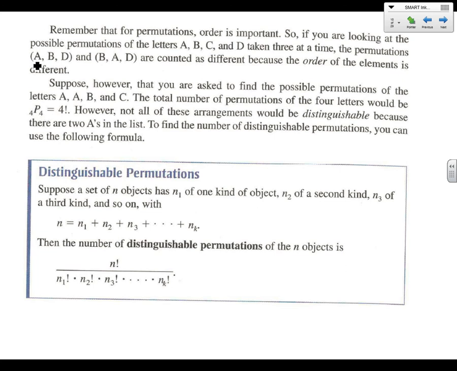But A, B, D using this A is no different than A, B, D using this A. I'm sorry, A, B, C. They changed the letters on me, right? A, B, C versus this A, B, C are not different. They're not distinguishable, okay? So if we have a situation where we need to figure out the distinguishable permutations, we're going to do n factorial, that's how many we have to pick from, divided by n1 factorial, n2 factorial. That's how many repeats that we have.